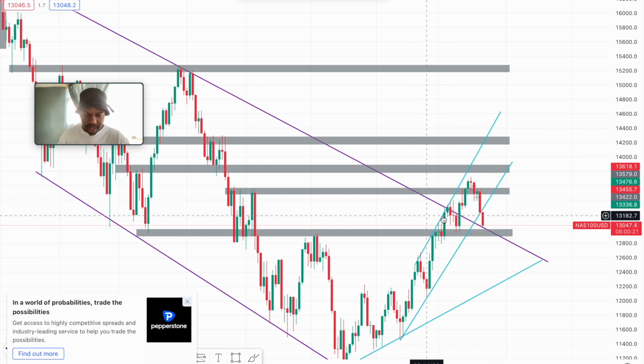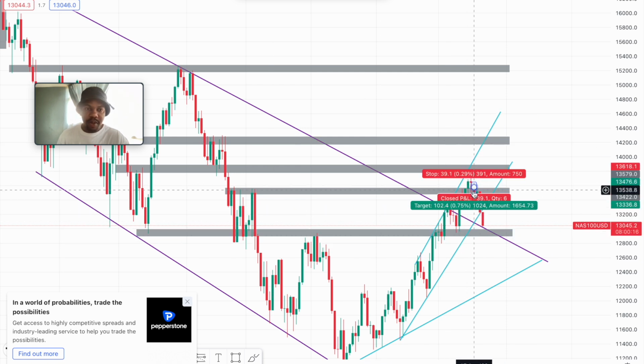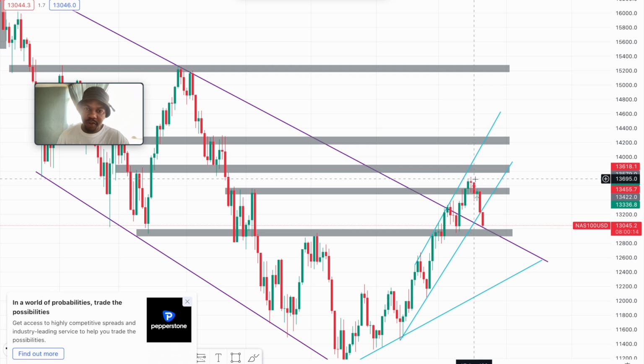So we rejected the trend line at the top. We came back to test this level, and then we broke out. We had a false breakout move outside of this level, and then the market dropped, right? So now we're going to look at where the market can retest, because I'm seeing a possible retest on this.